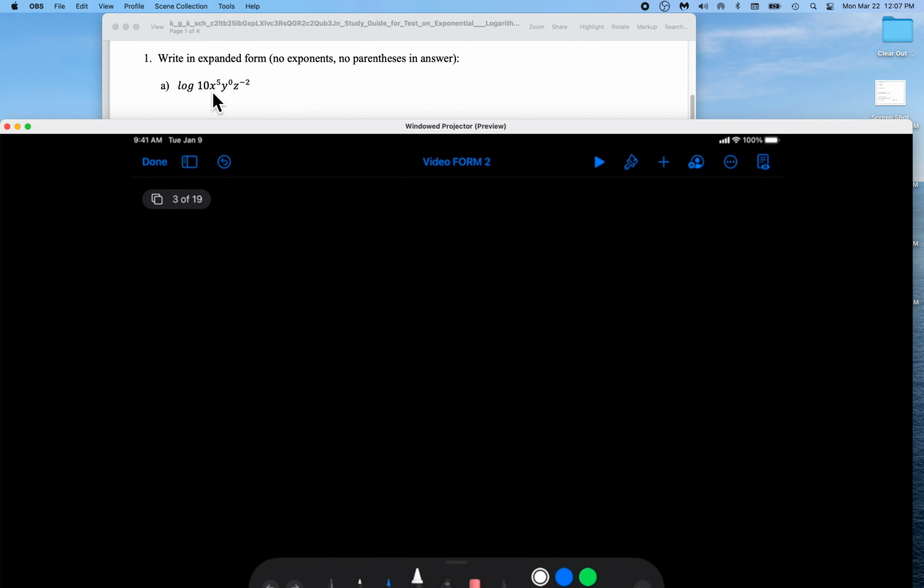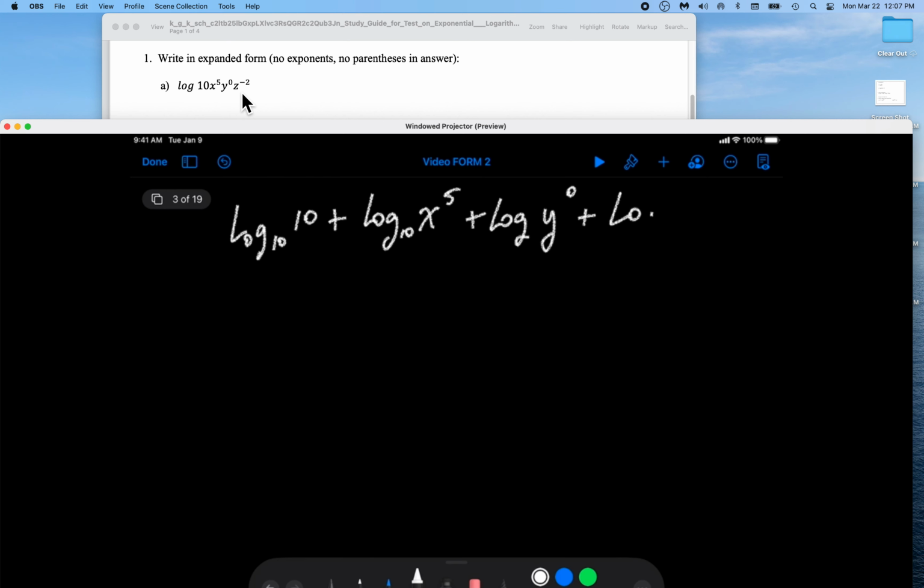So when we look at this, we see that we have multiplication going on. Everything's in the numerator. Therefore, we're going to put plus signs in front of each of these factors. So let's do that. We are going to have log to the base 10 of 10 plus log to the base 10 of x to the fifth plus the log of y to the 0 plus log z to the negative 2 power.